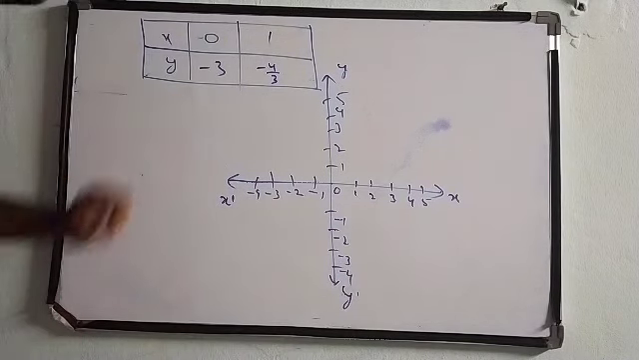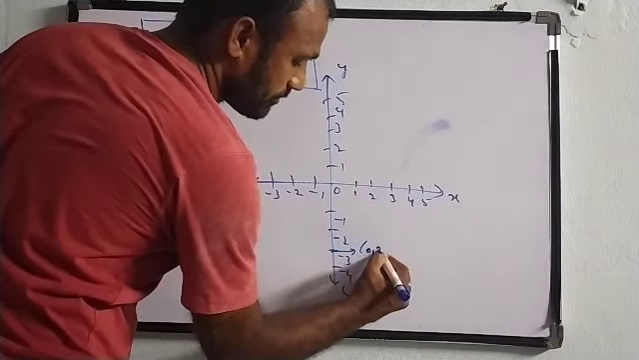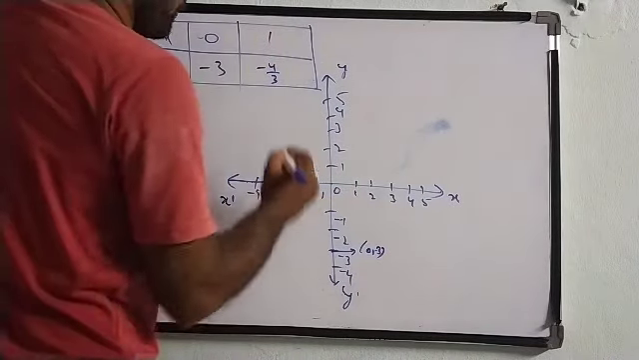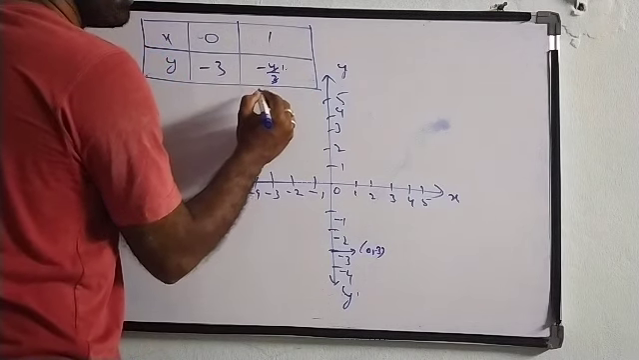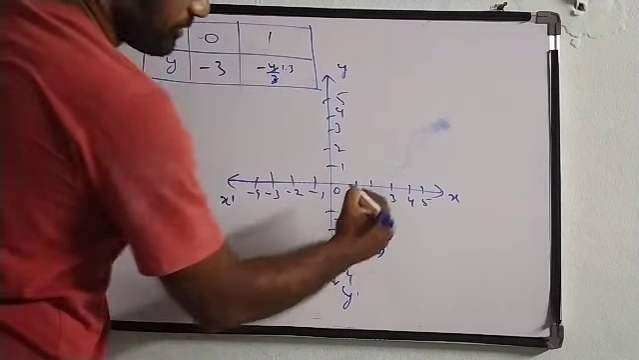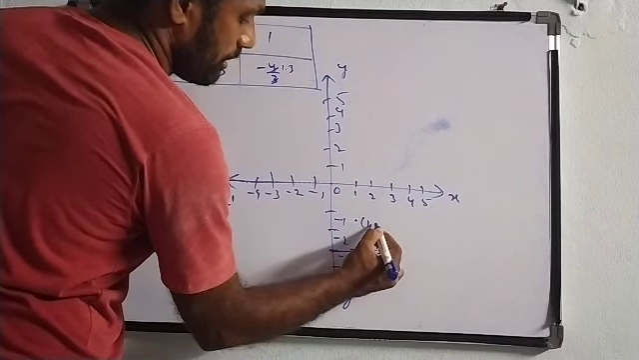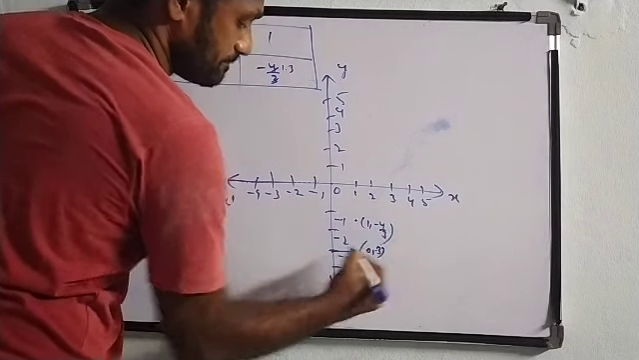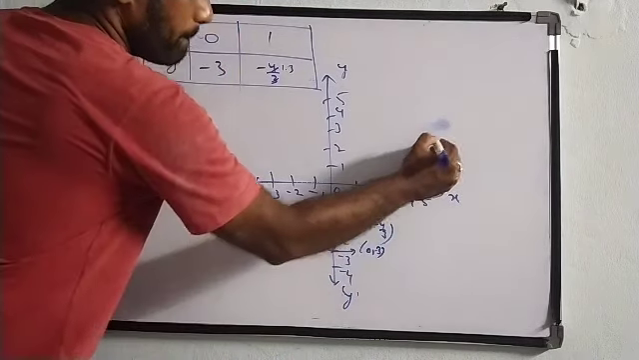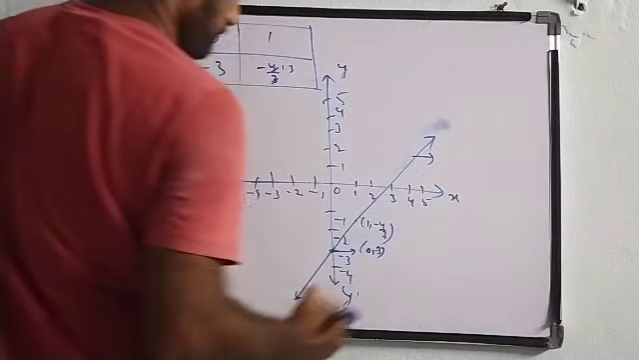Now the first point is 0 comma minus 3. So here it is 0 comma minus 3, the first point. Second, 1 comma minus 4 by 3. So 1 comma minus 4 by 3 will be approximately, we can take 1.3. So here is the point 1 comma minus 4 by 3. So this is the graph.